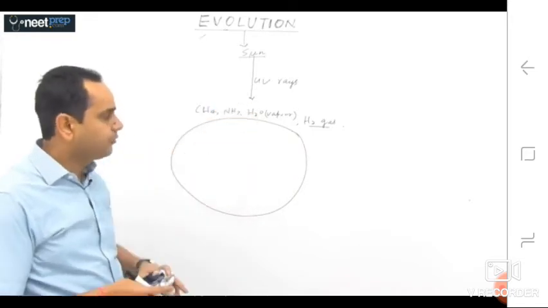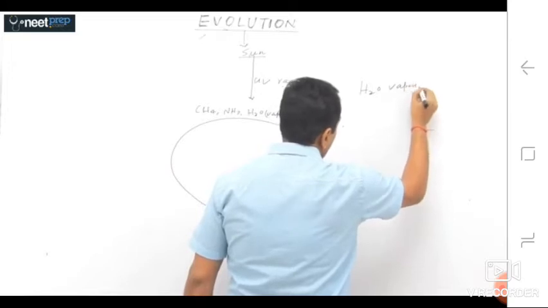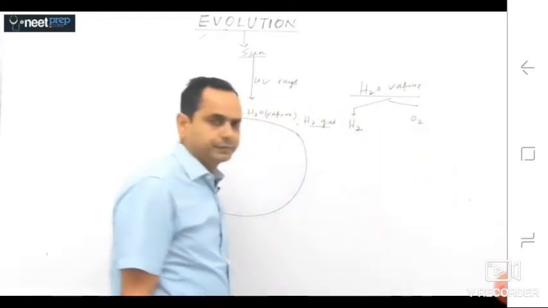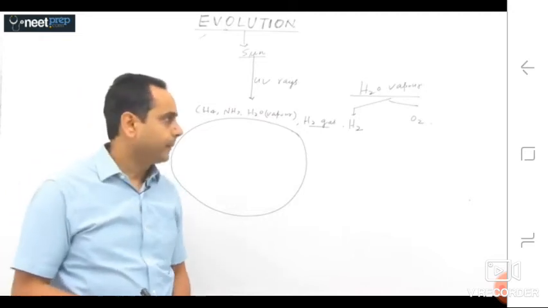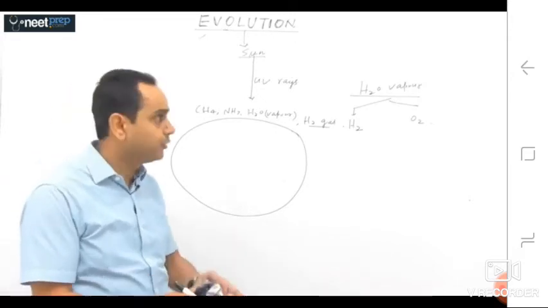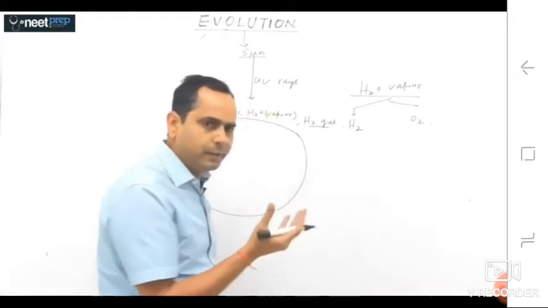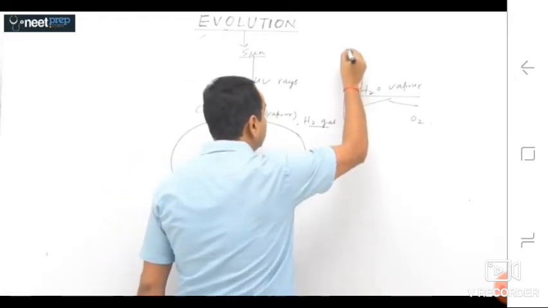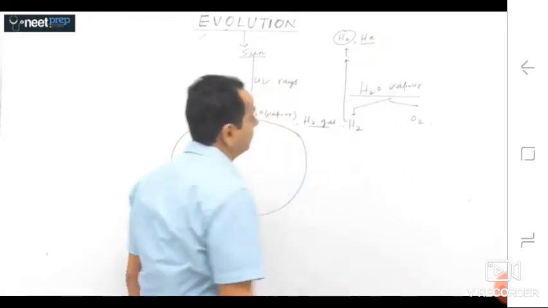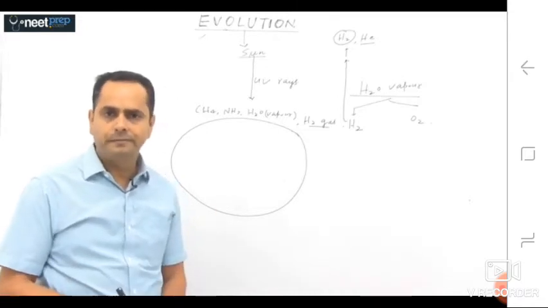First of all, UV rays strike the water molecule, and the H2O vapor splits into hydrogen and oxygen. This is the splitting of the water molecule due to the UV radiation coming from the sun. The hydrogen, being a lighter element, escaped into the upper atmosphere, and there it converted into hydrogen and helium gas also. And it is still assumed that in the upper atmosphere there is an abundance of hydrogen and helium.